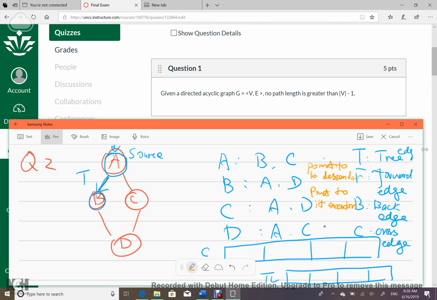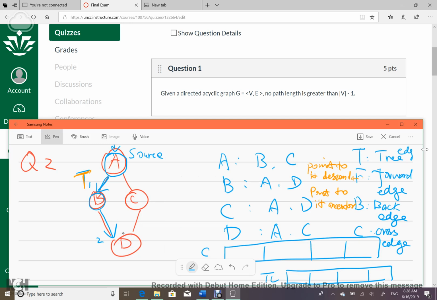And the cross edge corresponding to this points to some already visited vertex, which has no descendant or ascendant relationship. This should be T, the tree edge. And for B, we want to reach as far as we can, so we will go to here to access D. So the first step is to go to D.